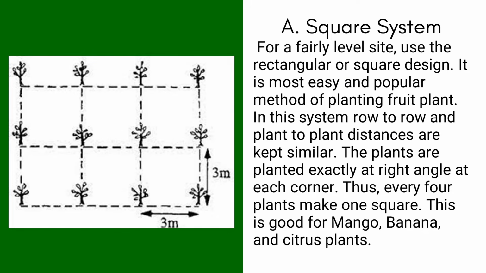The square system. For a fairly level site, use the rectangular or square design. It is most easy and popular method of planting fruit plant. In this system, row to row and plant to plant distances are kept similar. The plants are planted exactly at right angle at each corner. Thus, every 4 plants make 1 square. And this is good for planting mango, banana, and citrus plants.